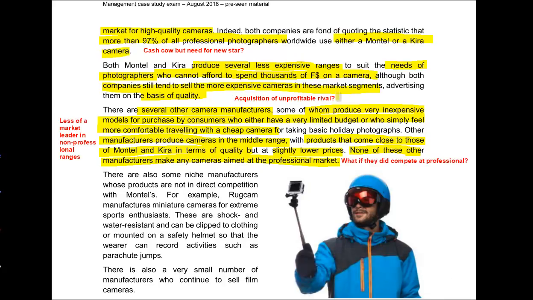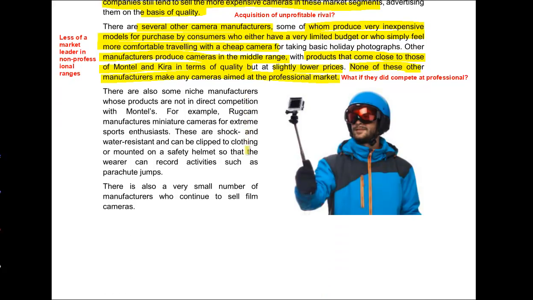So we have this idea that perhaps they're less of a market leader in the non-professional ranges, and also what would happen if those more competitive middle range companies decided to produce their own professional camera. Something to think about. And finally, in terms of this video and this paragraph that we're seeing here, there are some niche manufacturers whose products are not in direct competition, but don't forget, indirect competition is a thing. It does eat away at certain demographics and markets.